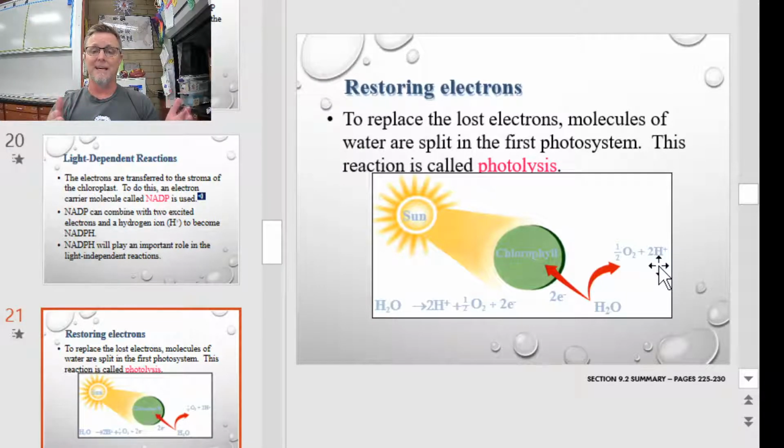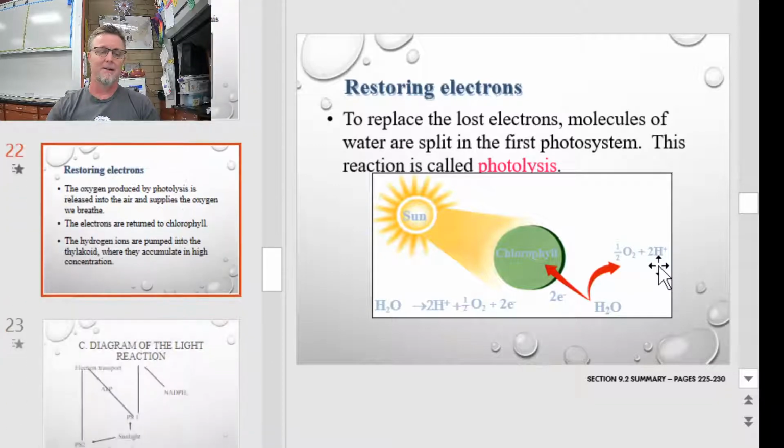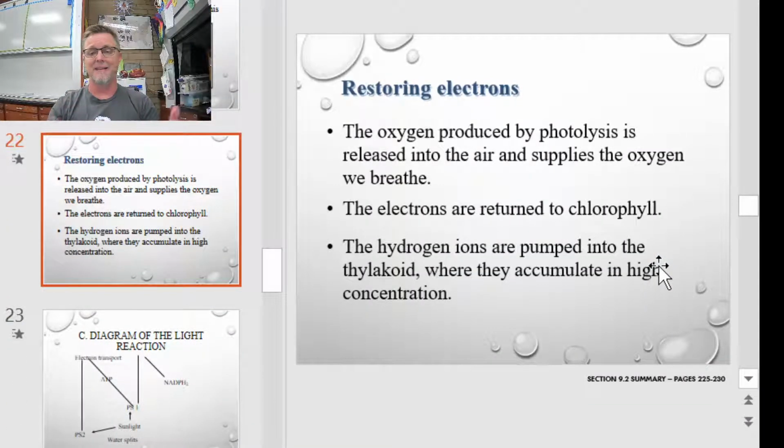So without the light dependent reaction, without water, not only would we not have food, which is produced through the next reaction series, but we also would not have air to breathe. Pretty cool. I think that's pretty special. Alright. Now, in text, the restoring of electrons from photolysis looks like this. The oxygen produced by photolysis is released into the air, supplies the air we breathe. The electrons are returned to chlorophyll, and the hydrogen ions are pumped into the thylakoid where they accumulate in high concentrations to become our concentration gradient.